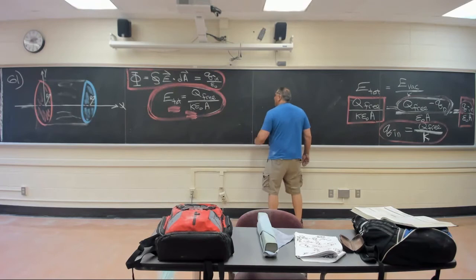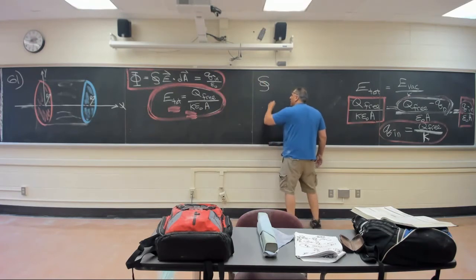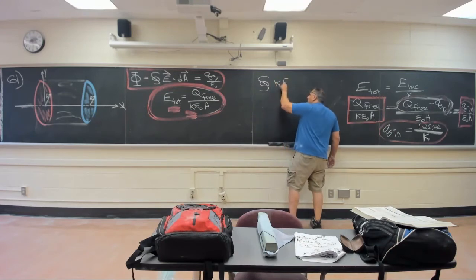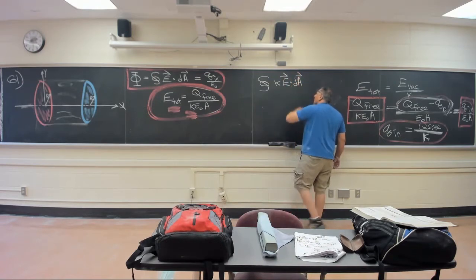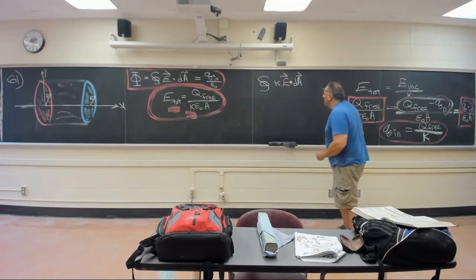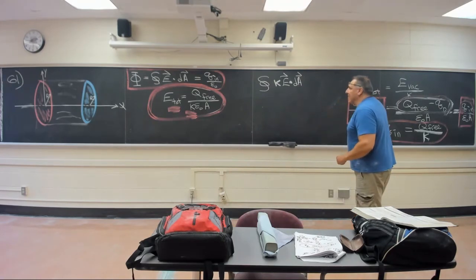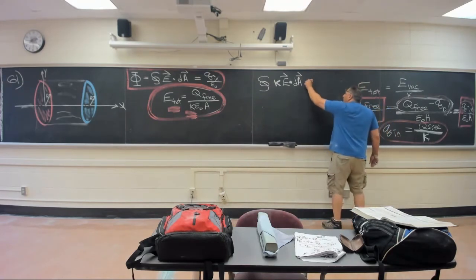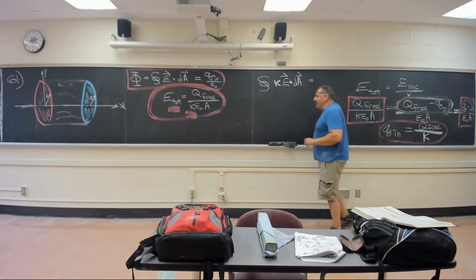You know what? You'd get the same thing if you did this. Look over there. The integral of kappa E vector dot dA vector equals, well, what is that? Yeah, look how I did it. Be very careful here.